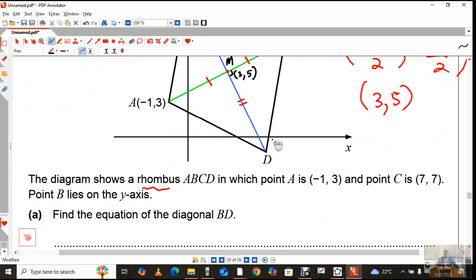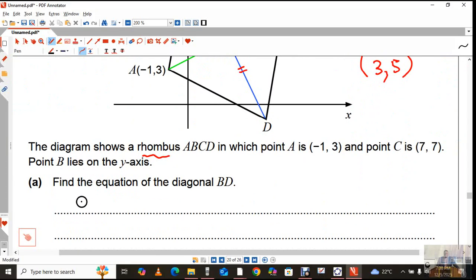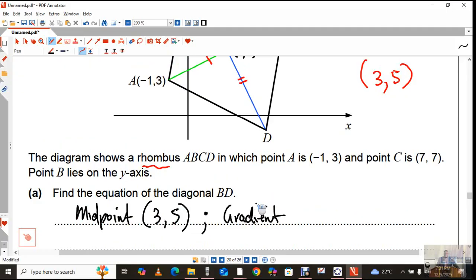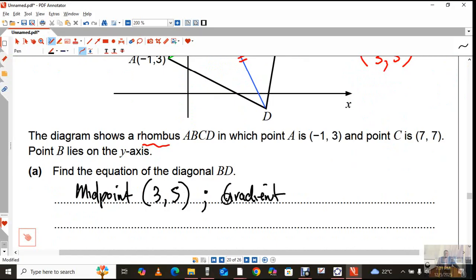So what do I have first? I know I have the midpoint. My midpoint is (3, 5). Next step, I'm going to find the gradient of AC. That gradient, I can use here, 7 minus 3 over 7 minus -1. It's 4 over 8, which is half.